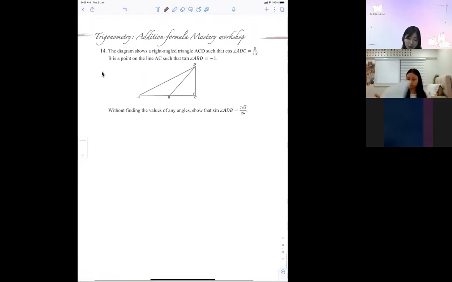Last one. Okay. Now they tell me that cosine ABC is 5 over 13. So let's see. Cosine is adjacent over hypotenuse. So this is 5 units. This is 13 units. I put units because it may not be the exact value. I just put units first.